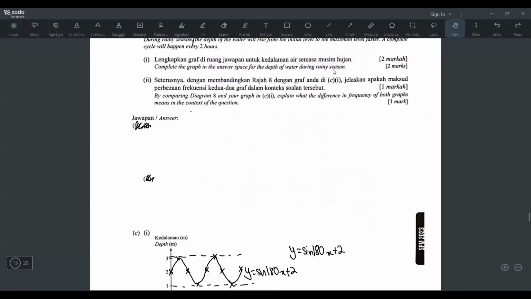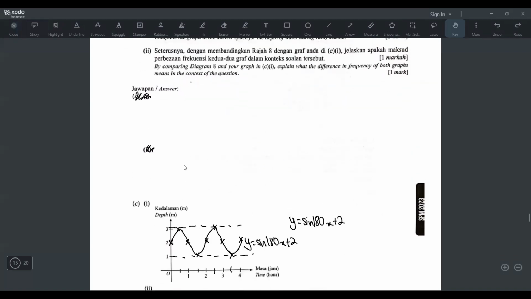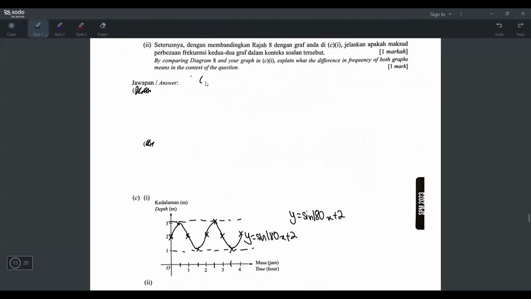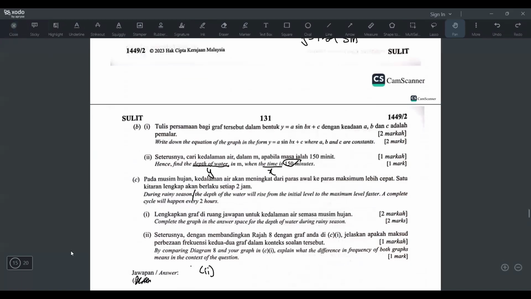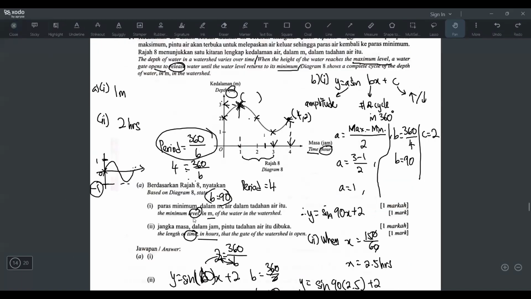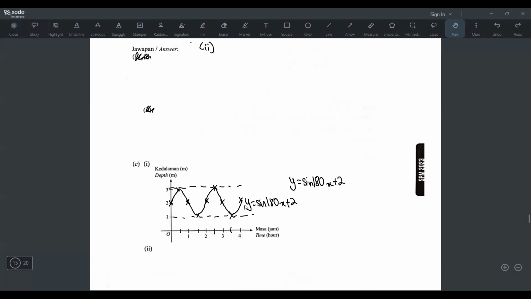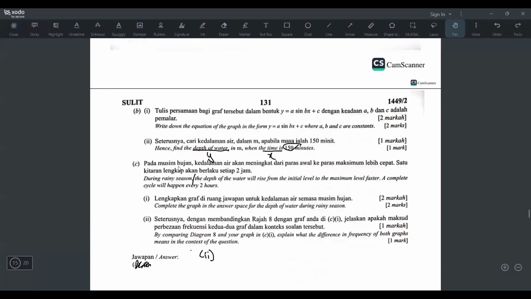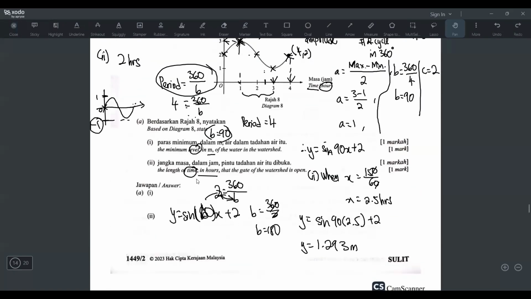Complete the graph in the answer space, 2 marks. Okay, that's all. Now we do number 2. Number 2 I'll write up here. By comparing diagram 8 and your graph in C1, explain what the difference in frequency of both graphs means in the context of the question. So they want you to compare diagram 8 and diagram C1. Diagram 8 is like this. Diagram C1 is like this. So what's the difference here?